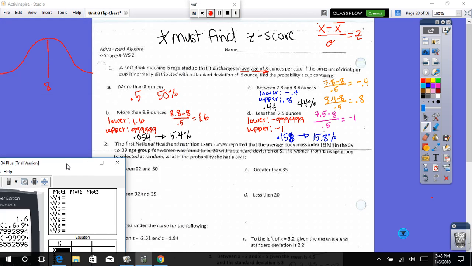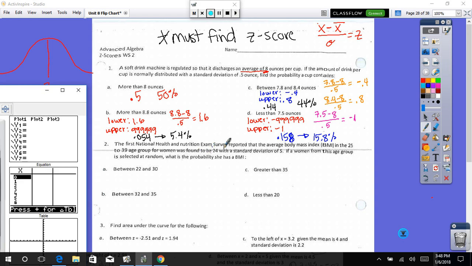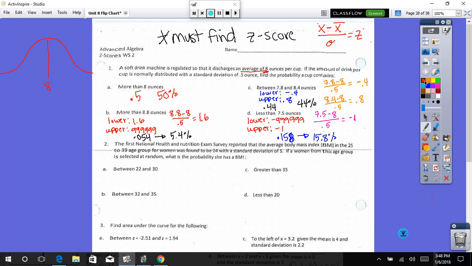Okay, moving on, same type of problem. We're just dealing with a different set of average and standard deviation. This time we reported the average body mass index, or BMI, in the 25 to 39 age group for women. That's not the average, I'm sorry, that's the age group. The average is 24. Standard deviation is 5. What is the probability they fall in these categories?